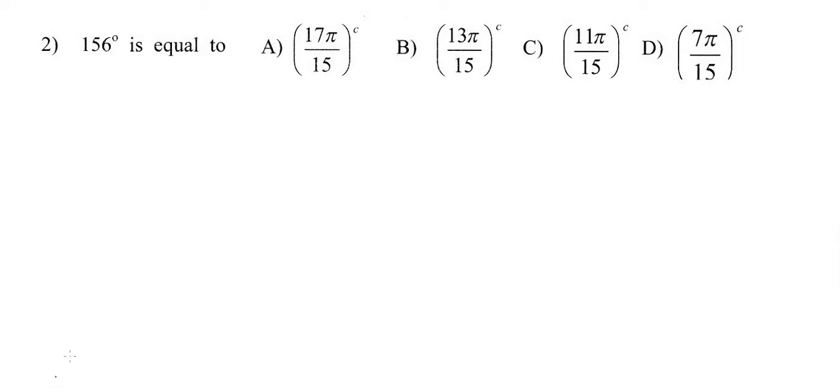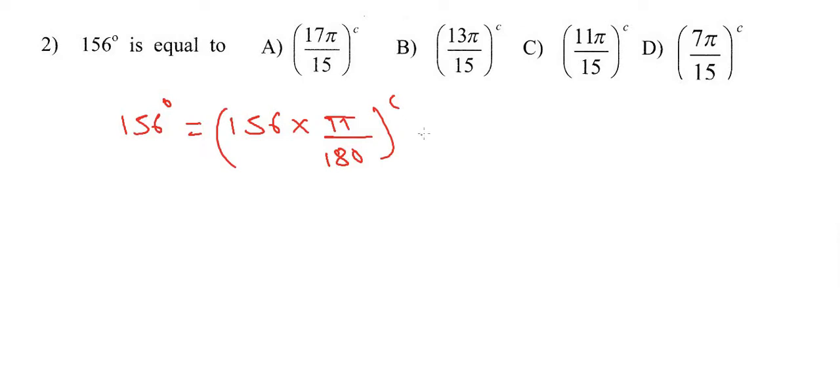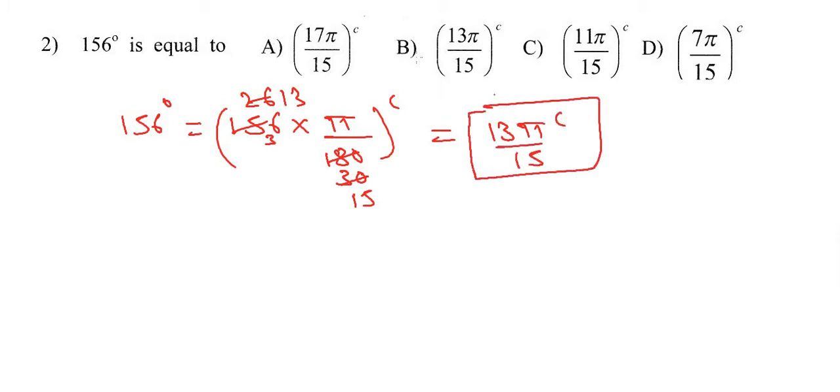Second MCQ. 156 degree is equal to 156 into pi by 180 radian. Now let us divide 156 by 180. Let us first divide by 6. 6 threes are 18, 0 as it is. 6 twos are 12, 3 is left. 6 sixes are 36. Let us divide by 2. 15 twos are 30 and 13 twos are 26. That is equal to 13 pi by 15 radian, and hence the correct option is B.